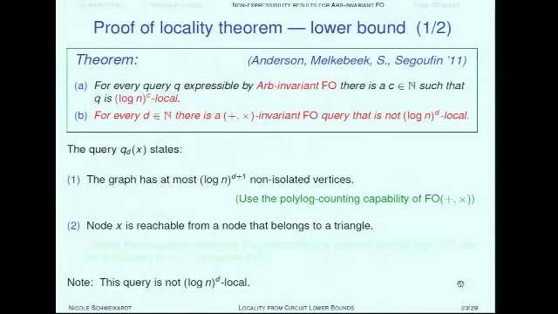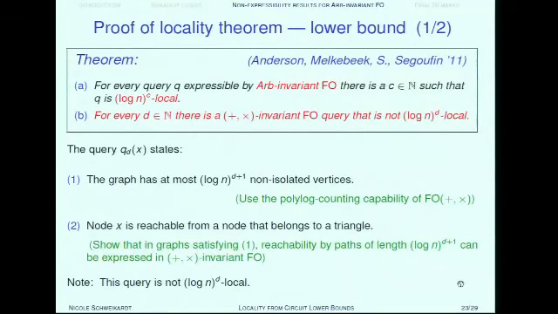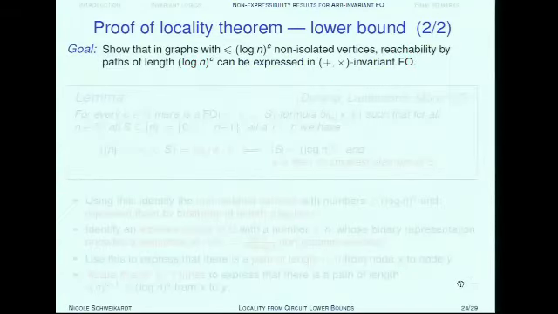Okay, so how can we express this query by addition and multiplication invariant first order logic? For saying that there are at most polylogarithmically many non-isolated vertices, we can use the polylog counting capability of first order logic. And for the second one, what we do here is we show that in graphs where there are only few non-isolated vertices, reachability by paths of length log n to the d plus 1, or in general, reachability, can be expressed by addition and multiplication invariant first order logic. And how do we do this?